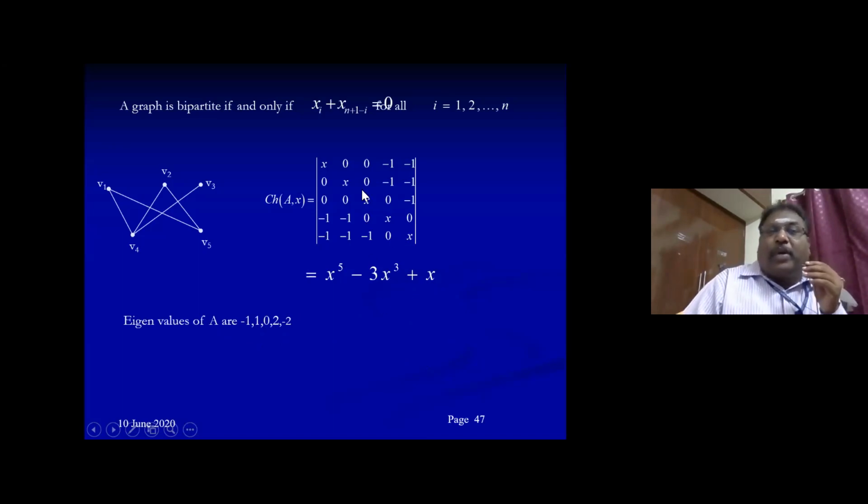Such a beautiful property. You have a result: a graph is bipartite if and only if x_i plus x_(n+1-i) is 0 for all i equal to 1. So beautiful a result it is, and we can give a proof for it. So that is the algebra behind your beautiful molecular graphs.